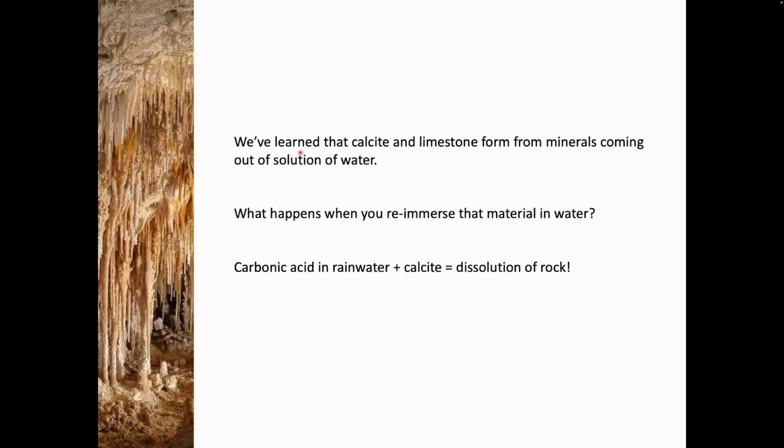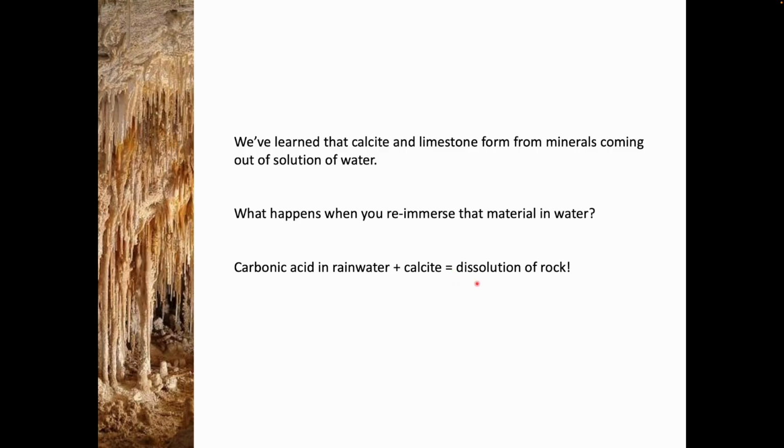So at this point, we've learned that calcite and limestone form from minerals coming out of solution of water. Now, what happens when you re-immerse those same chemical rocks in water? You may recall that rainwater contains carbonic acid, so what happens when you combine carbonic acid in rainwater with the calcite present in limestone or dolomite or other chemical sedimentary rocks? You get the dissolution of that rock. That rock will dissolve back into the water.